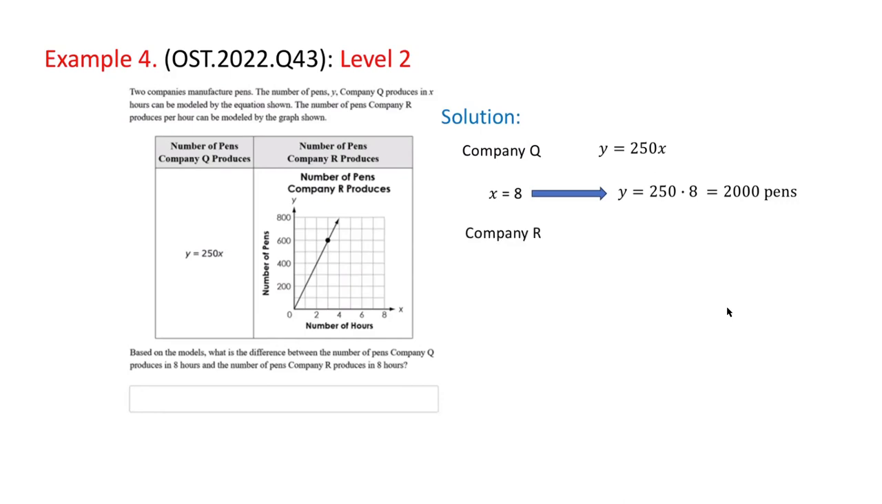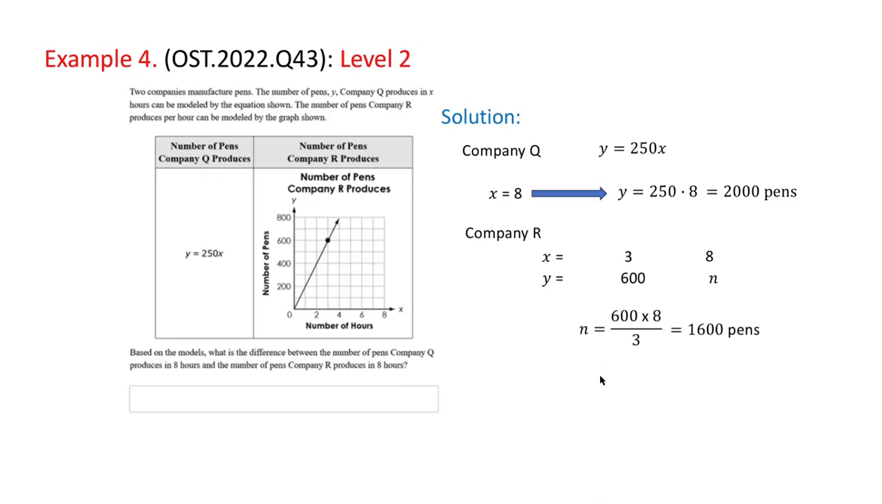Company R, when x is 3, y is 600, that's given. Now my x is 8. I don't know how much this is. I put an N here. I didn't use x because I don't want you to confuse it with this x. Cross multiplication, that's what I like about cross multiplication. So N will be 8 times 600 divided by 3.